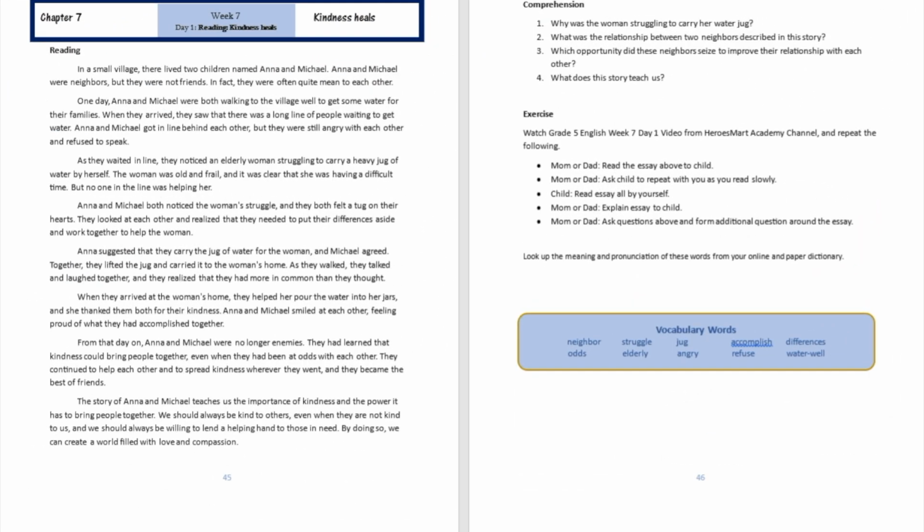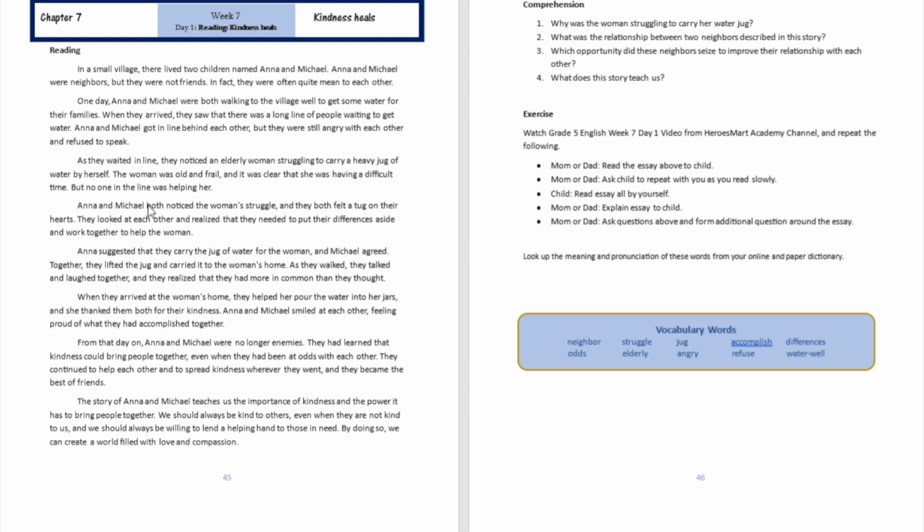All right, hopefully you got a chance to follow along with us as we read through week number 7 and day number 1. So we are going to go ahead and turn to page number 46 over here. We're going to try to answer a few questions. Question number 1 is, why was the woman in this story struggling to carry her water jug?